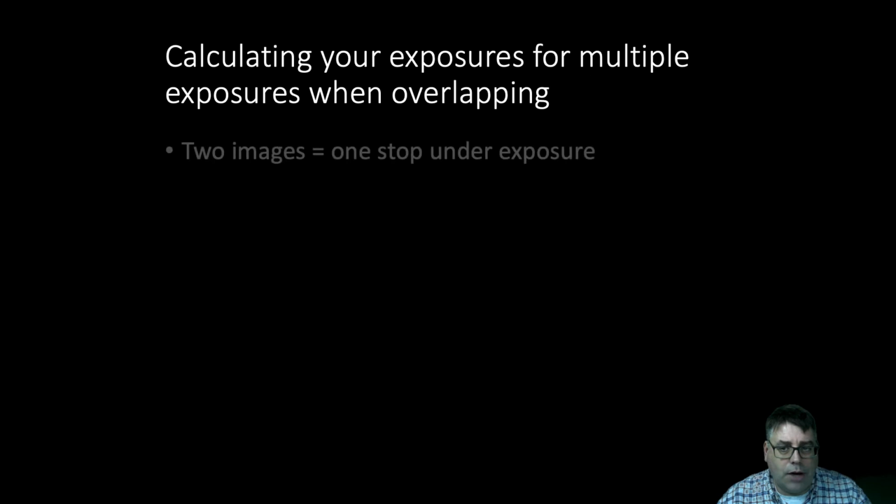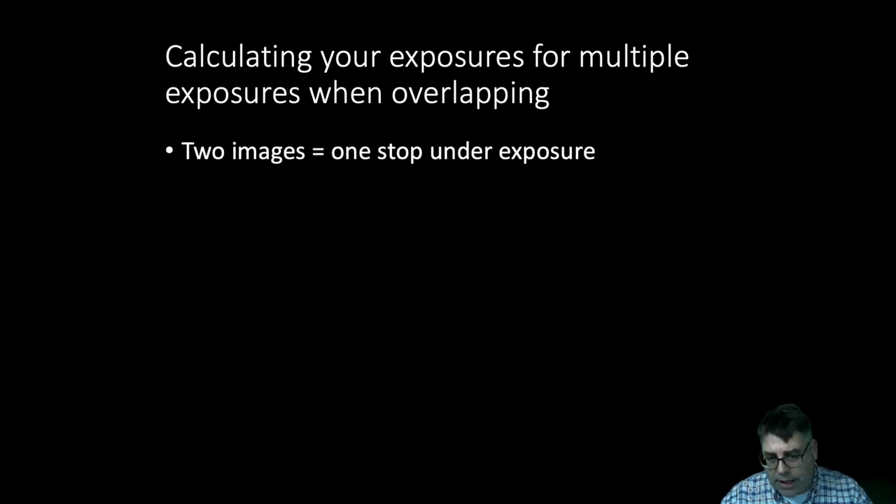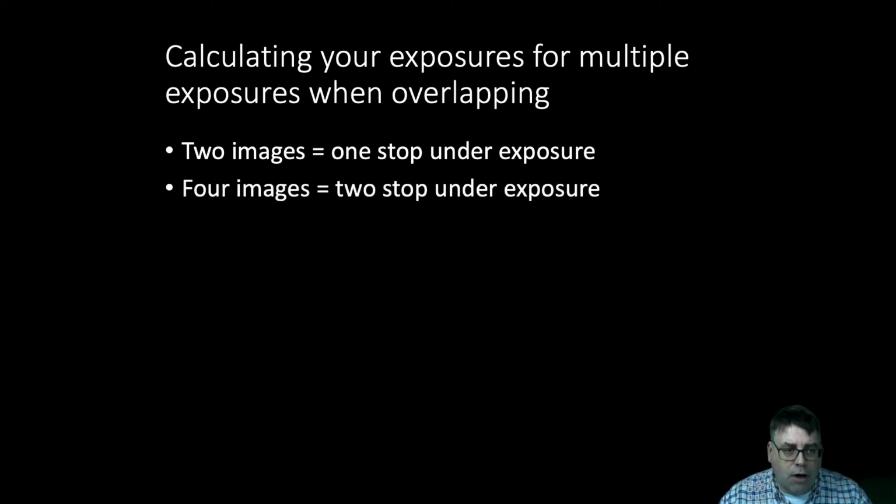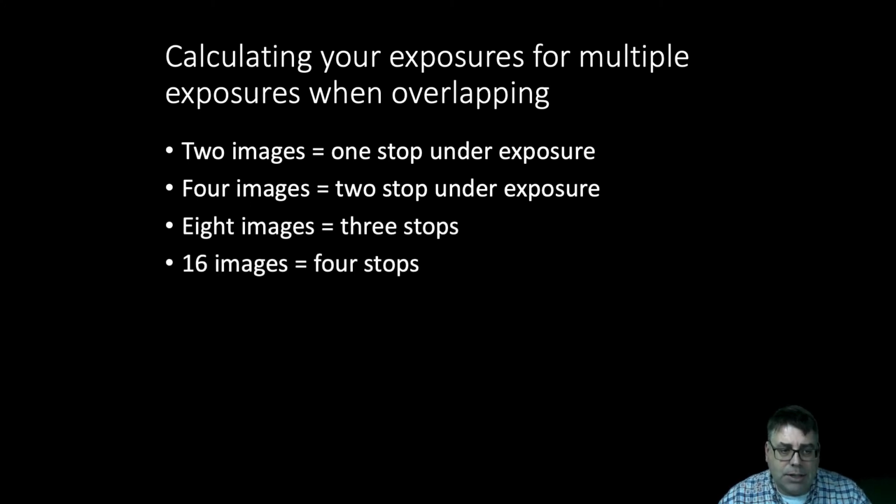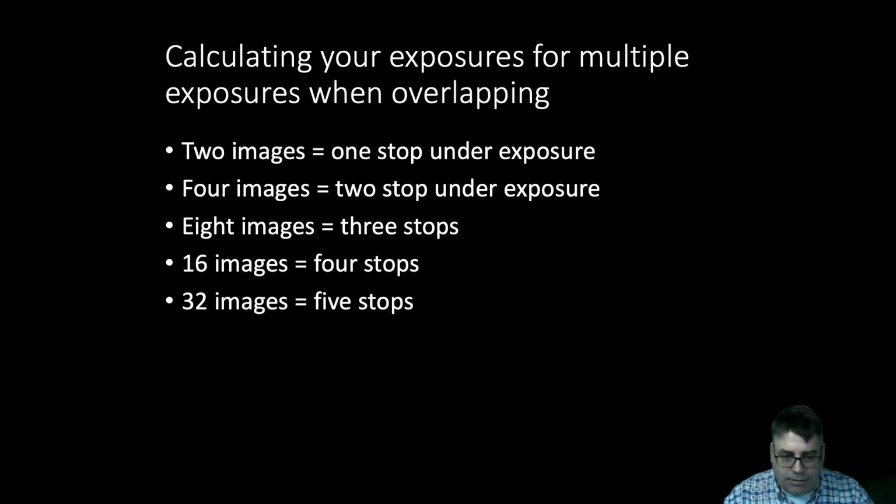So here's how you're calculating, and I just went through this again, but I wanted to write it down as well. So 2 images is 1 stop under. 4 images is 2 stops under. 8 images would be 3 stops under. 16 images would be 4 stops under. 32 images would be 5 stops. So 6 stops would be 64. 7 stops would be 128 images. So that's an awful lot of images, but I'm just showing you it's double. Then it'd be 256, 512, 1048.